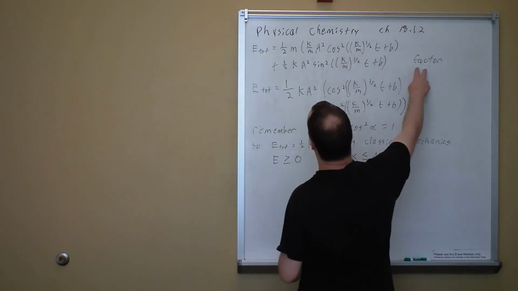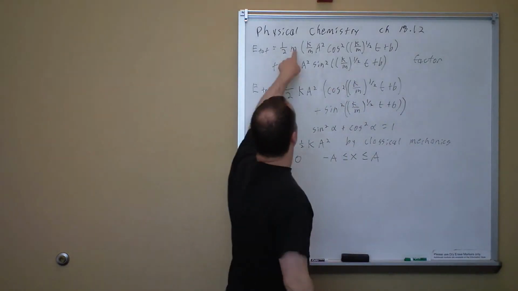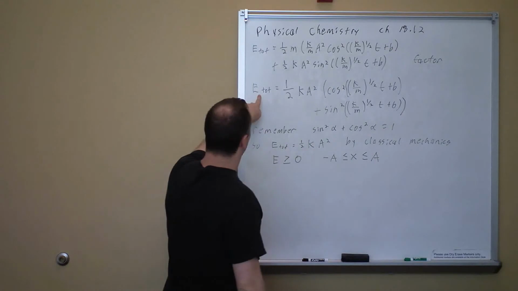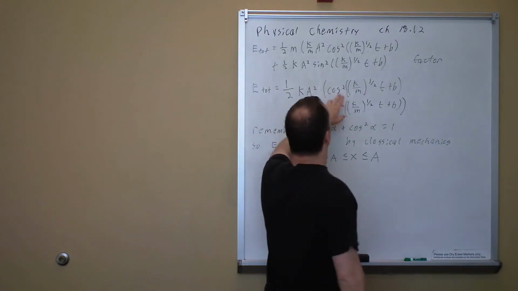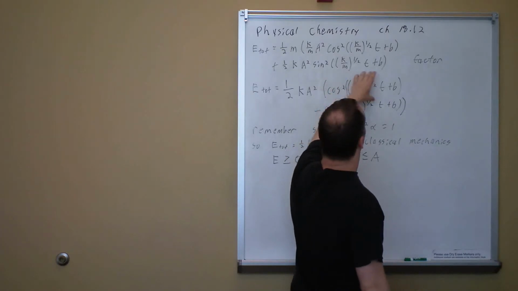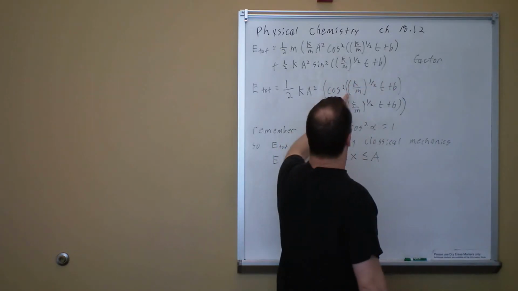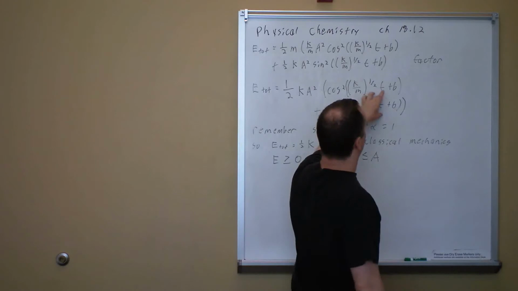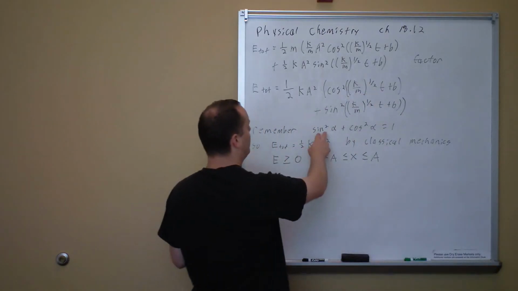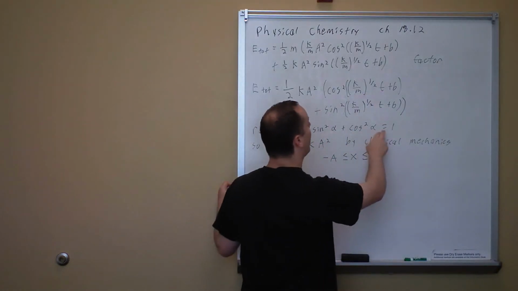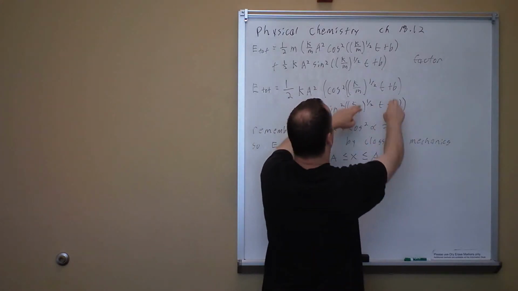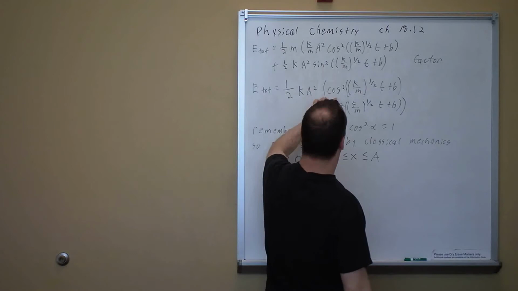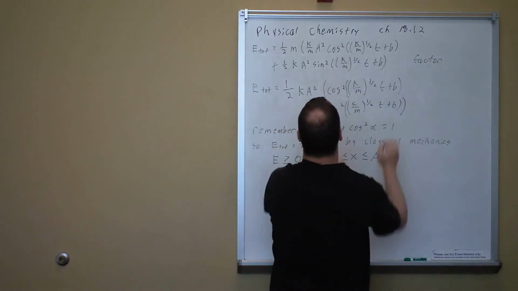Now we want to factor out what we can, and notice these m's cancel out. So we get the total energy is equal to 1/2 times k a squared times cosine squared of the square root of k over m times t plus b, plus sine squared of the square root of k over m times t plus b. Now hopefully you know sine squared alpha plus cosine squared alpha is equal to 1. Notice these are all the same alpha. All this is equal to 1.